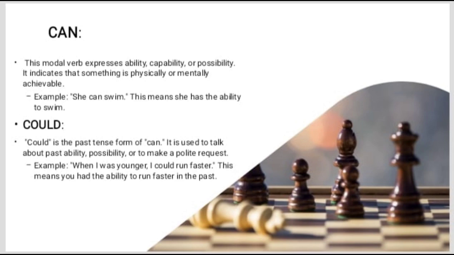The next one is could. Could is simply the past tense form of can. Could talks about past ability, possibility, or is used to make a polite request. For example, when I was younger, I could run faster. Now, this example means that you had the ability to run faster in the past. Simply saying that could is the past form of can.